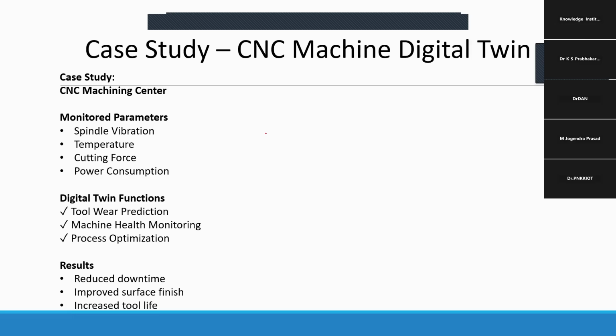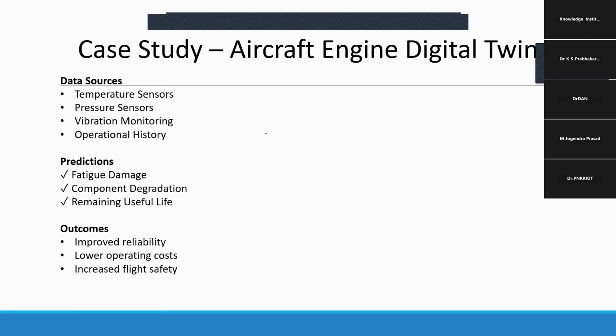So digital twins address this kind of challenge by continuously monitoring the spindle vibration, cutting forces, and power consumption. All those parameters are monitored. In that way, it can reduce tool wear and also improve machine health and process optimization. This can be done. Okay, so this is one of the case studies I want to say.